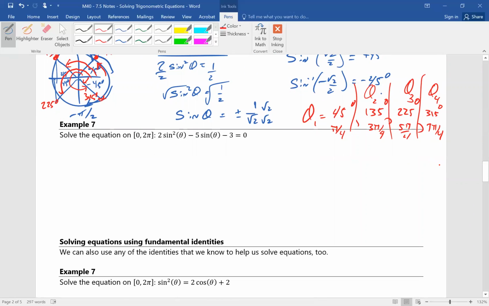Now, next one. Let's choose a different color. I'm tired of blue. We have another quadratic function, and a lot of times it might help if you don't look at the trig functions and just use substitution. In other words, if you had that, and notice all I did was replace x with whatever sine was there. So I let sine equal x, so I had 2x squared minus 5x plus minus 3.